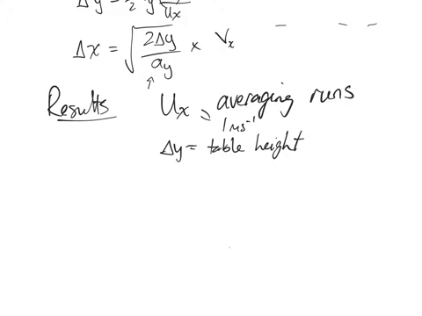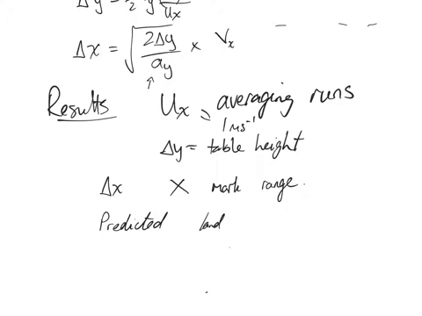So we find our range and we put a cross on the carpet to mark the range we expect. We then do the experiment several times and see where the ball did in fact fall, and if the predicted landing spot was the same as the theoretical or actual landing spot.